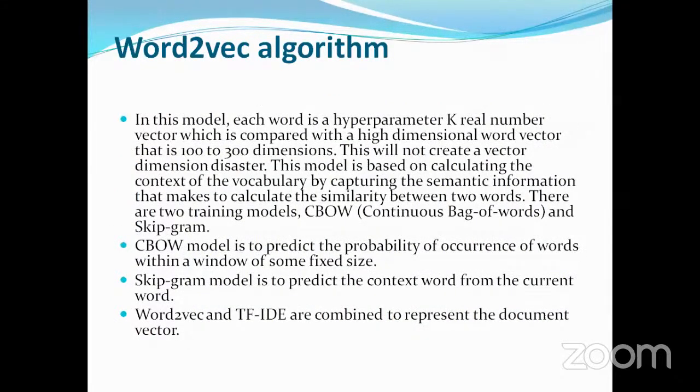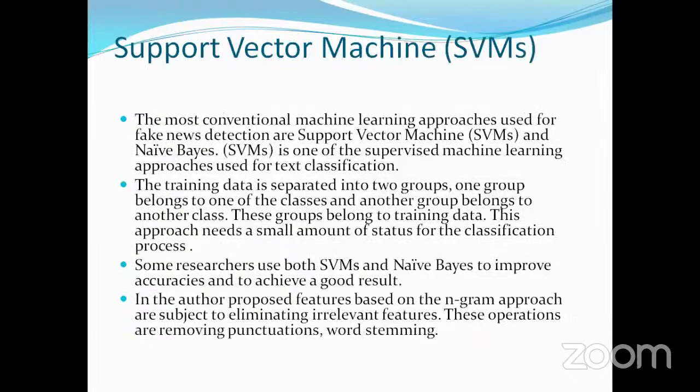So next is the word2vec algorithm. In this method, there is a CBOW model and a skip-gram model. The CBOW model predicts the probability of the occurrence of a word within a window of some fixed size. The skip-gram model predicts the context words from the current word. Here, word2vec and TF-IDF are combined to represent the document vector.